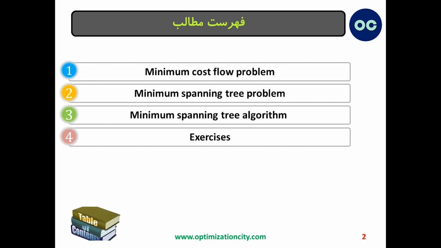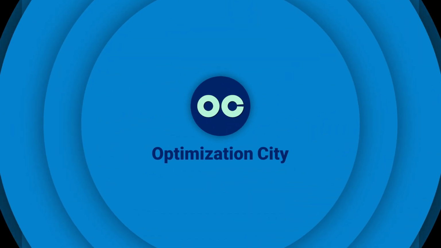We start by introducing the minimum cost flow problem, explaining its basics and why it matters in different areas. Second, we explore the concept of the minimum spanning tree, discussing their features, practical use, and how they help solve connectivity issues. Then we go into the algorithms used for finding the minimum spanning tree. Finally, we do some examples.